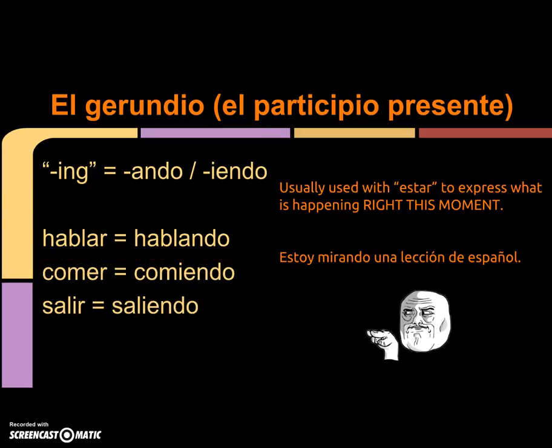Now, this is usually hanging out with estar. So "estoy hablando" is to express exactly what is happening right at this very moment. It's called the present progressive, meaning it's an action that's in progress right now. So just to point out, you've seen this. This is a present participle. Estoy mirando una lección de español. So that's what you're doing right now. I'm watching a Spanish lesson. All right, so that's the present participle. We're going to focus on the past participle.